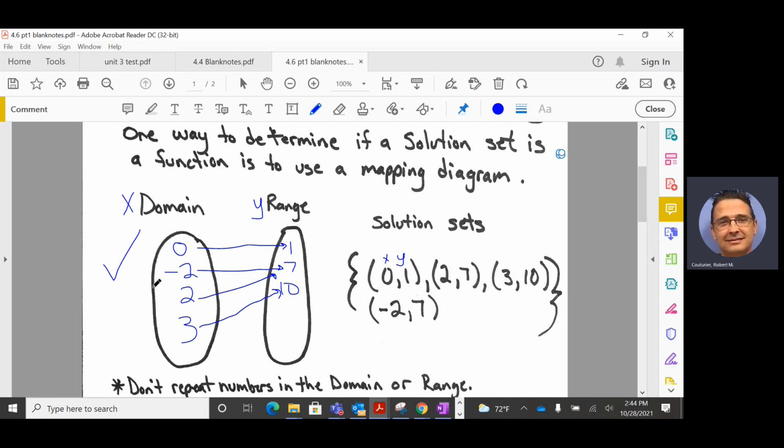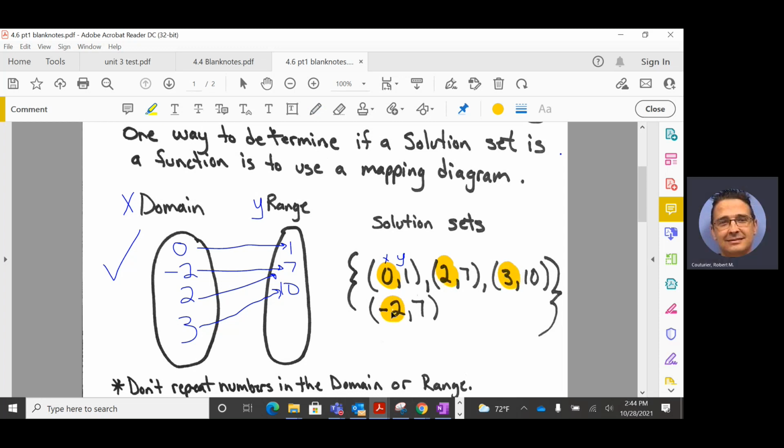Notice here in a mapping diagram, you're looking at this, and look, each one is mapping one time. It leaves only one time from the domain. If they give you a solution set, your goal is here. You want to look at the x's.